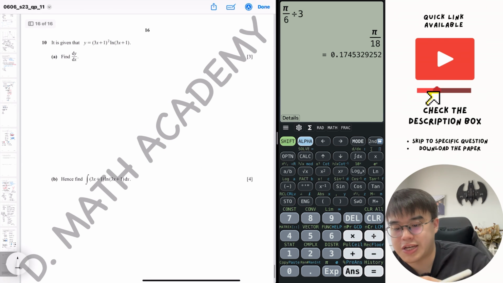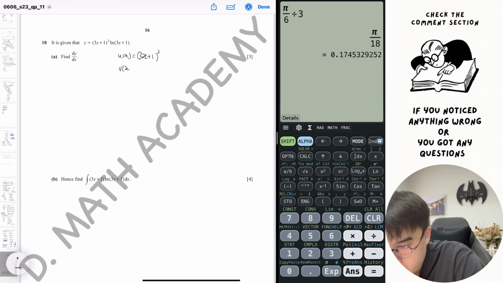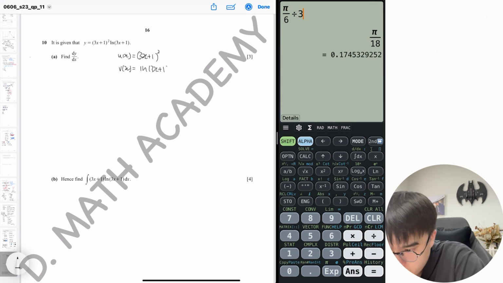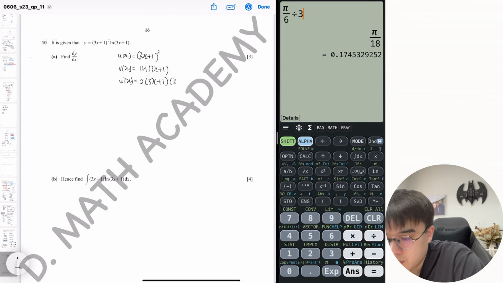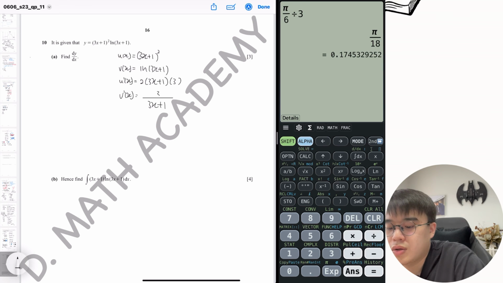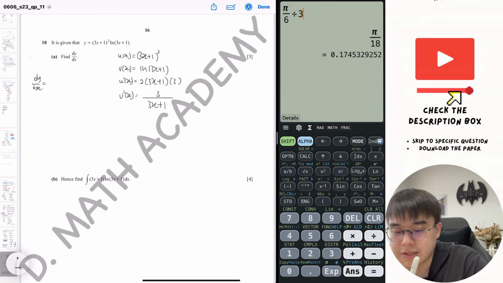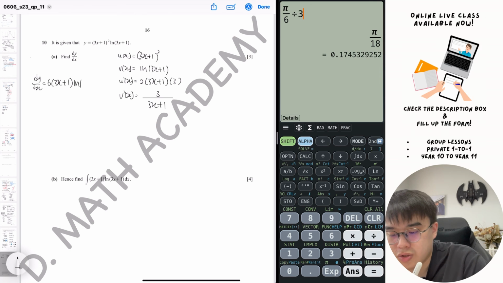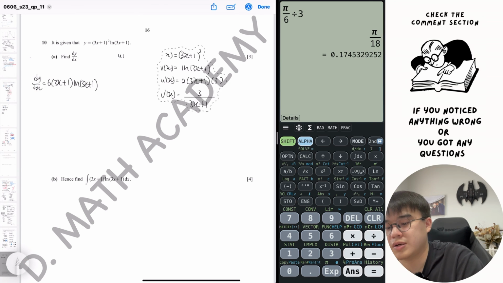Okay, going on to question 10, they want us to differentiate this. Your u of x is 3x plus 1 to the power of 2. Your v of x is ln 3x plus 1. Your u prime will be 2 times 3x plus 1 times 3. Your v prime will be 1 over 3x plus 1 times 3. So dy/dx in this case will be the inner part where you have 6 times 3x plus 1 ln 3x plus 1. Okay, adding up with the outer layer.